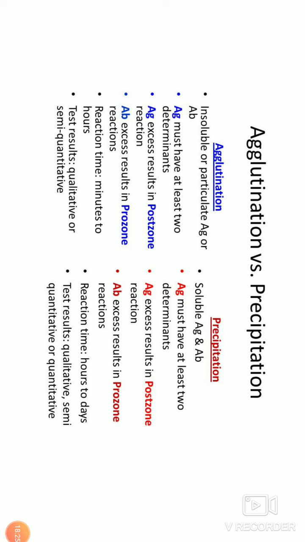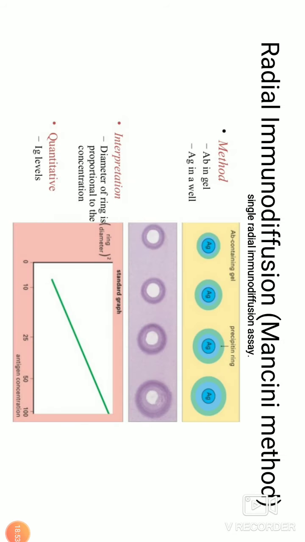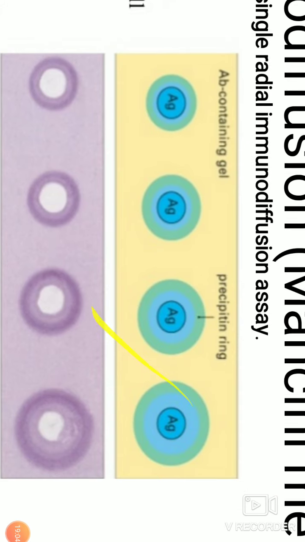The reaction time is much less in agglutination, minutes to hours. In precipitation, it takes hours to days. Agglutination test results are qualitative or semi-quantitative, but precipitation results are qualitative, semi-quantitative or quantitative. So the first, fourth and fifth points are very important, you have to remember. Coming to each one, we'll take up immunodiffusion. First we'll take up single immunodiffusion.